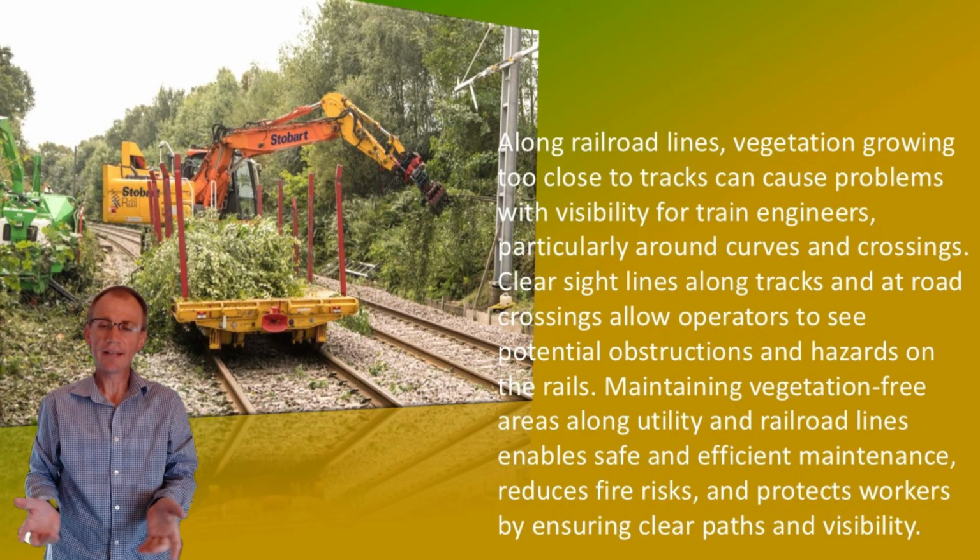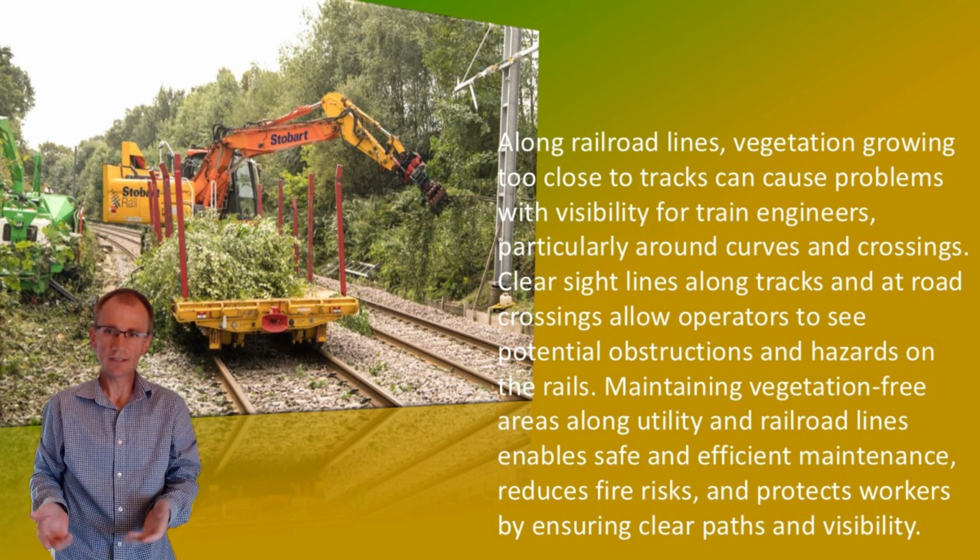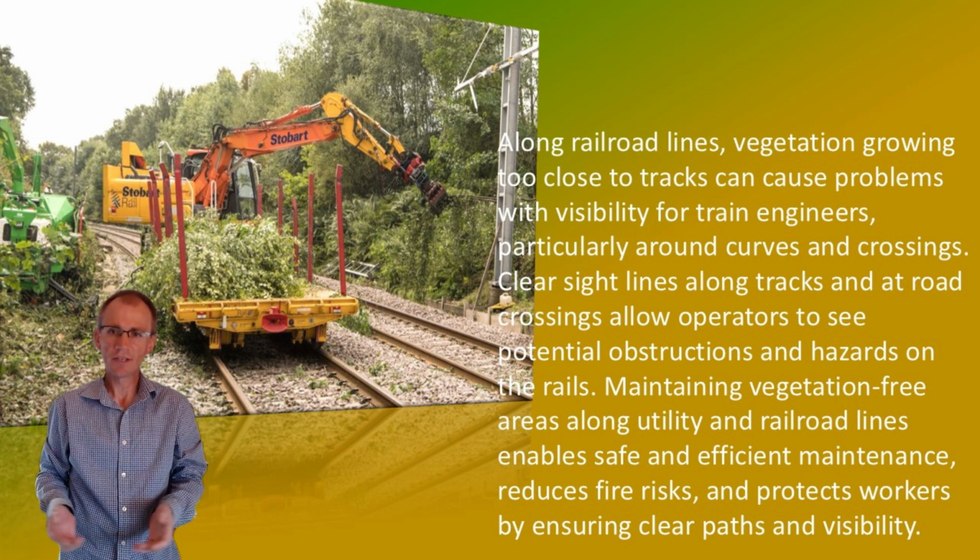Along railroad lines, vegetation growing too close to tracks can cause problems with visibility for train engineers, particularly around curves and crossings. Clear sight lines along tracks and at road crossings allow operators to see potential obstructions and hazards on the rails.